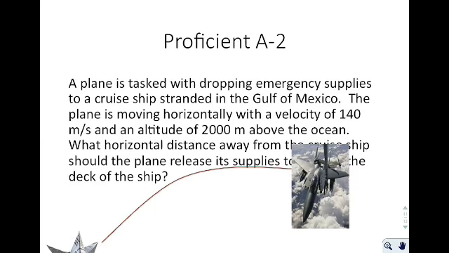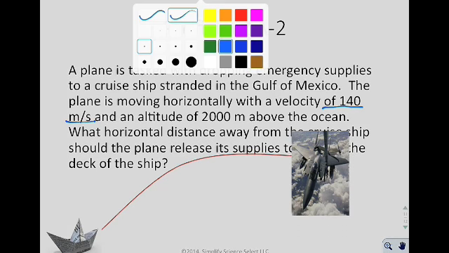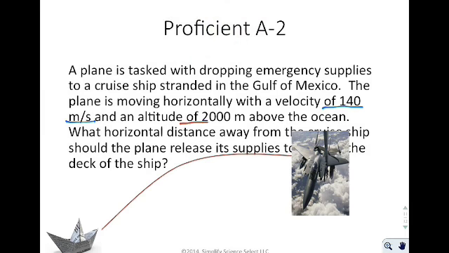Okay, in the next example, it says a plane is tasked with dropping emergency supplies to a cruise ship stranded in the Gulf of Mexico. The plane is moving horizontally with a velocity of 140 meters per second. So I'm going to go ahead and use blue for horizontal this time. At an altitude, so I'm going to change my color and say altitude of 2,000 meters above the ocean. What horizontal distance from the cruise ship should the plane release its supplies to land on the deck of the ship?